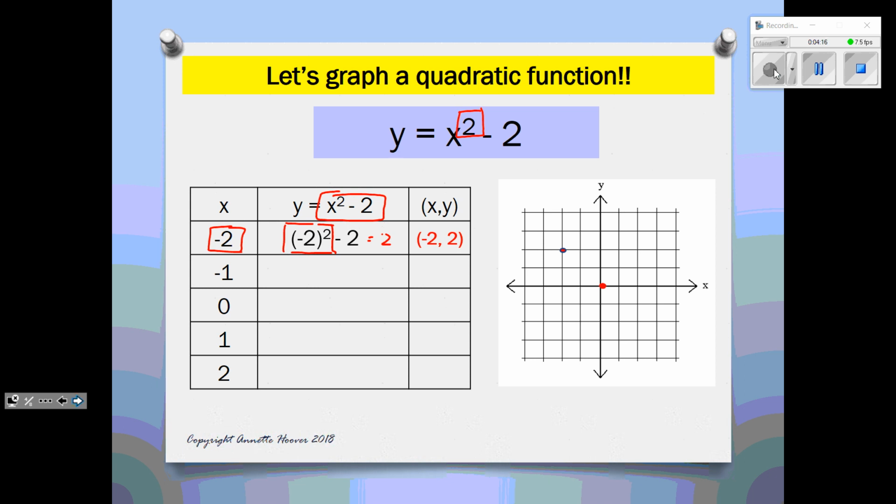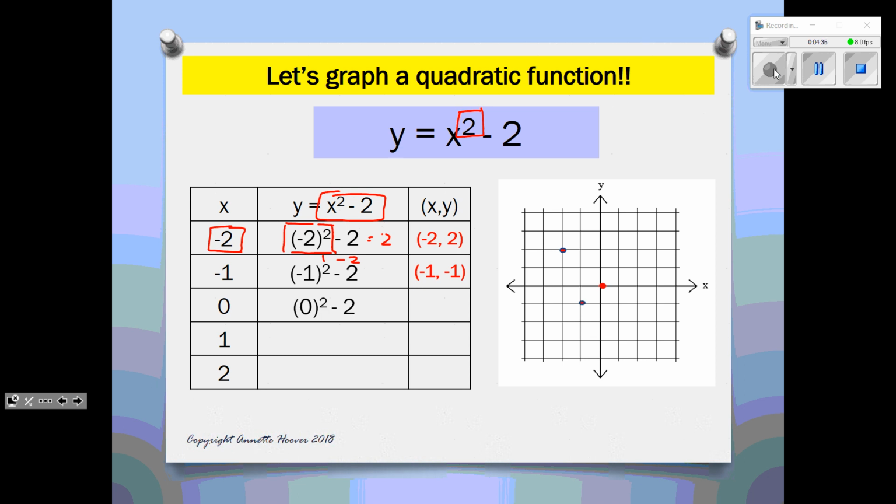If we plug in -1, we have -1 squared. That means -1 times -1, which is a positive 1. So we have a positive 1 minus 2, which is -1. So our ordered pair is -1, -1. I'll graph that for you.